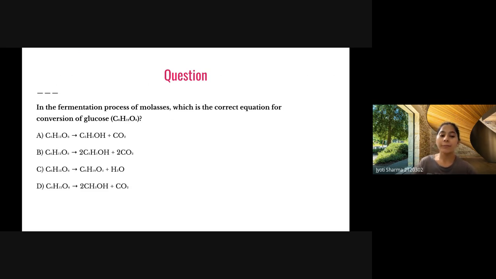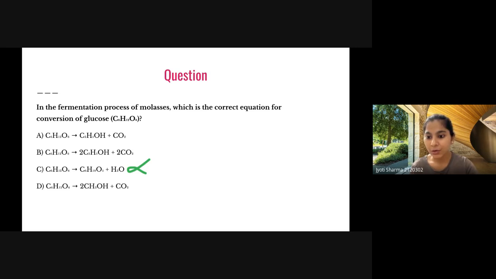Okay. In the fermentation process of molasses, which is the correct equation for conversion of glucose? We already discussed this in the last slide. That will give you alcohol, right? So this is not the right answer because this is not giving you alcohol, but this is giving you carbon dioxide also. But here we need a balanced equation. So balanced equation means, let me see the answers that you have given me.